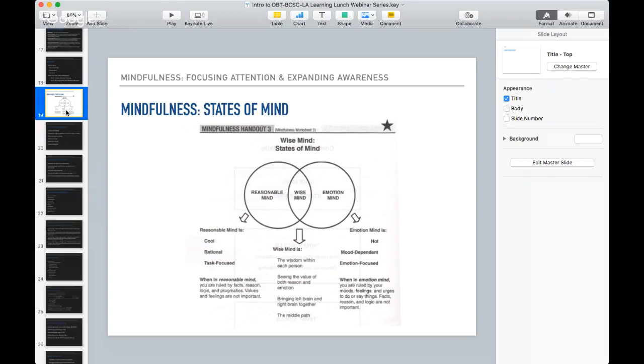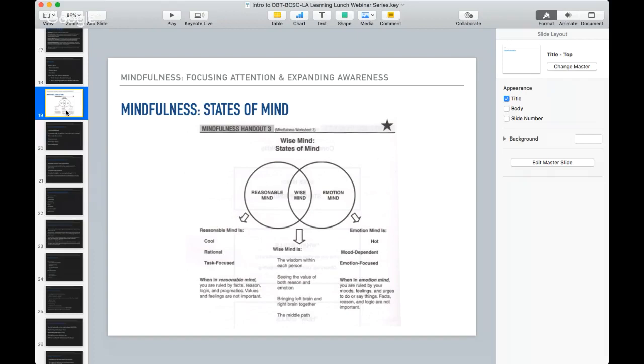And we aim through DBT to bring folks into wise mind. Wise mind is the synthesis between reasonable mind and emotion mind. It's a state of mind you're in when you can see both the value of reason and emotion. Sometimes we call it the middle path, or bringing your left brain and right brain together.